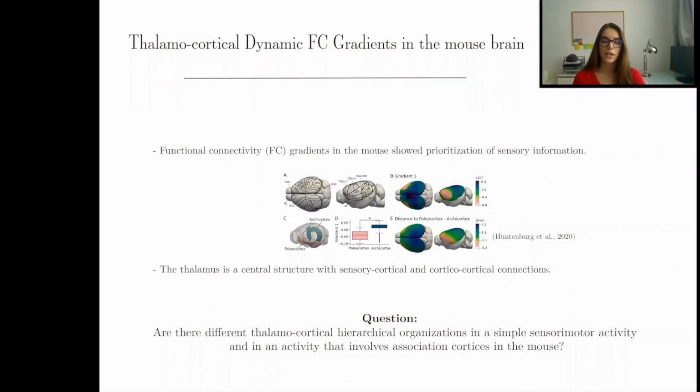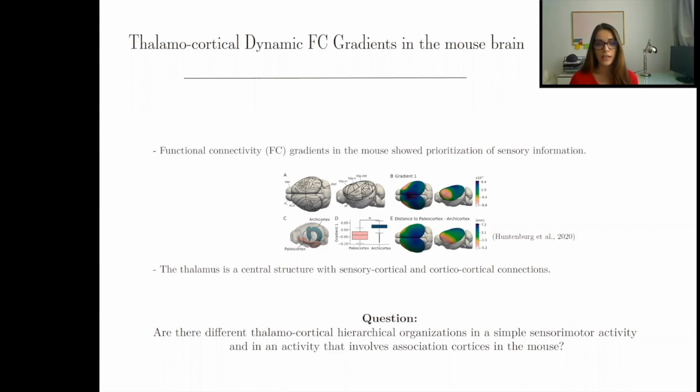Functional connectivity gradients provide us with a way to display the flow of information in the brain. Previous studies using this technique show that the mouse brain prioritizes sensory information, and that sensory information is translated and integrated into higher-order cortical regions, a process for which the thalamus plays a key role.